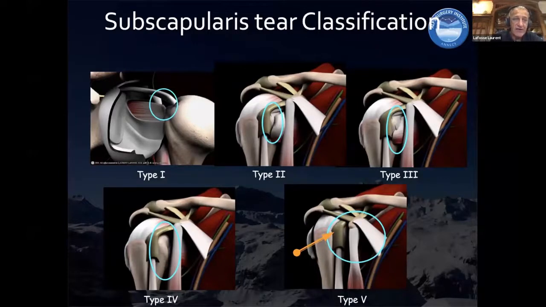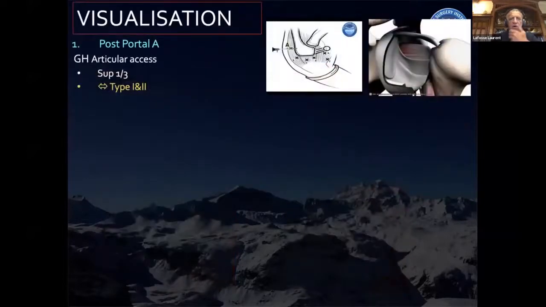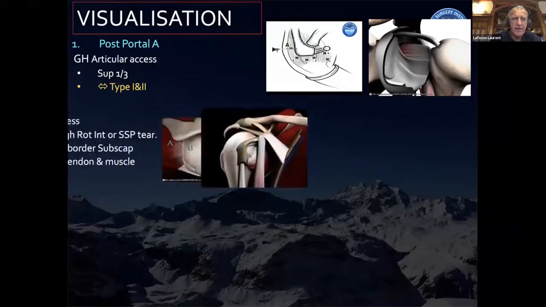In type 5, which we will not consider today because it's not about the subscap tear, the center of the humeral head is not there anymore, and there is an anterior superior escape, which leads to a coracoid impingement. So why is it important to use this classification? Because if you have a tear of the upper third of the subscap, which is type 1 and 2, then you can repair it from inside the joint.